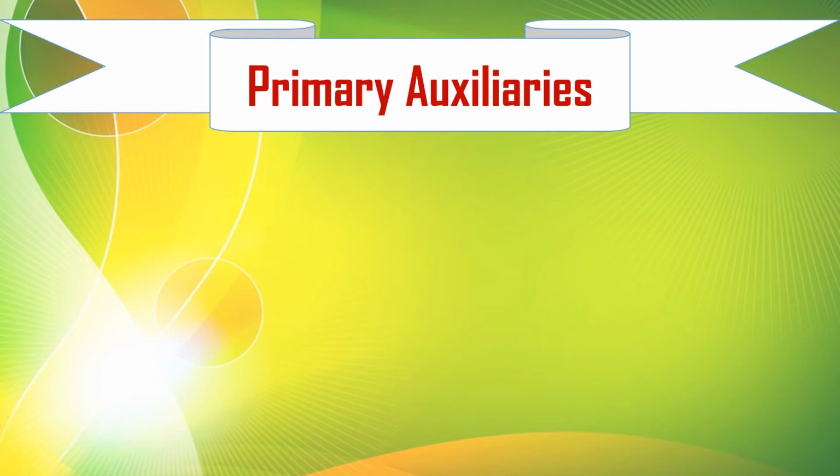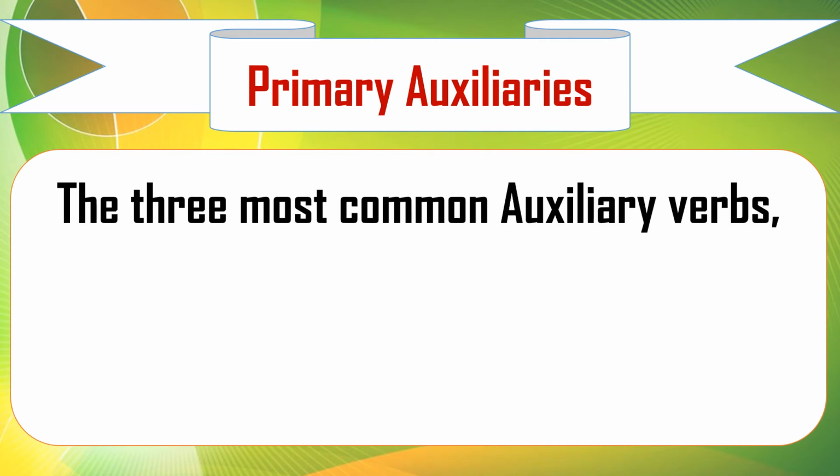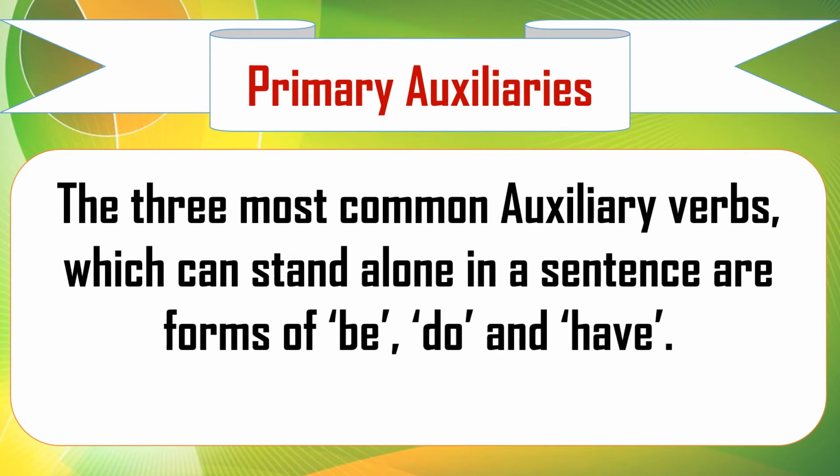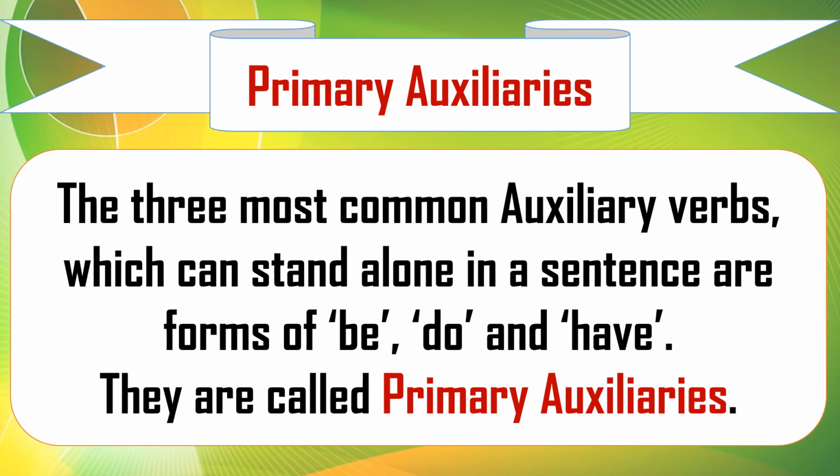So primary auxiliaries, what are they? We will see the definition. The three most common auxiliary verbs which can stand alone in a sentence are forms of be, do and have. In the previous list we have read those auxiliary verbs, but now we will see them one by one. Forms of be, forms of do and forms of have. And so they are called the primary auxiliaries.